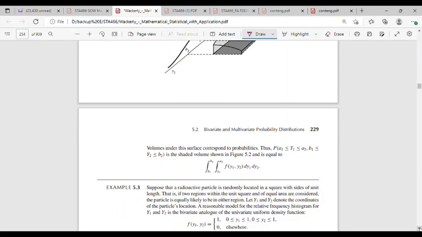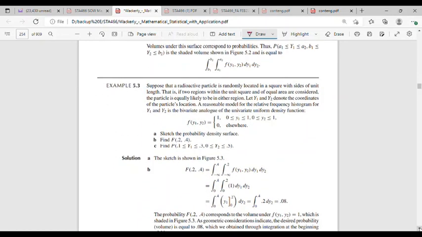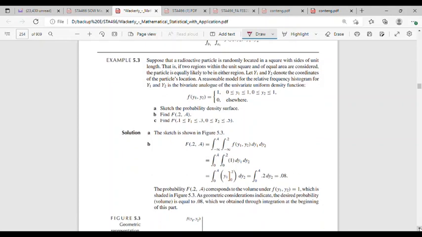Because we have two random variables, Y1 and Y2, we have to deal with the double integration. I believe that you are all already familiar with double integration that you have learned in algebra or calculus before this. Okay, look at this example.